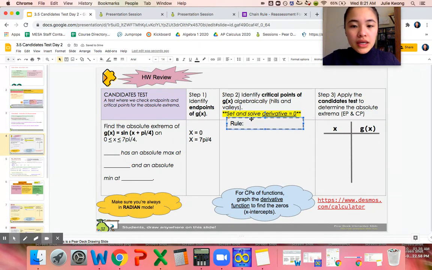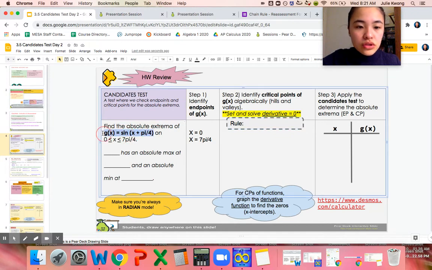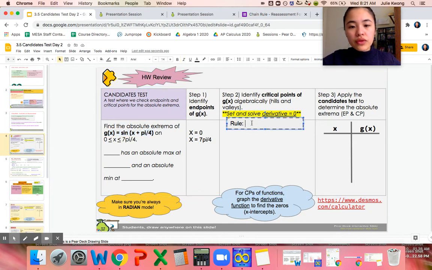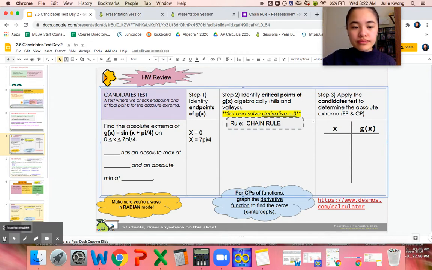But first we need to look at g of x and see, well, what type of derivative rule do we need to apply to find the derivative? In this case, there's a function within a function, so I'm going to need the chain rule. Okay, so go ahead and do the chain rule right now. I'm going to pause the video to have that written out.